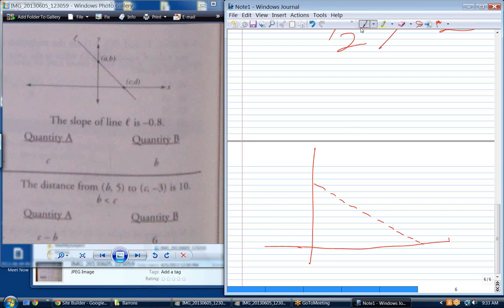If it was negative 1, what would be the relationship between B and C?